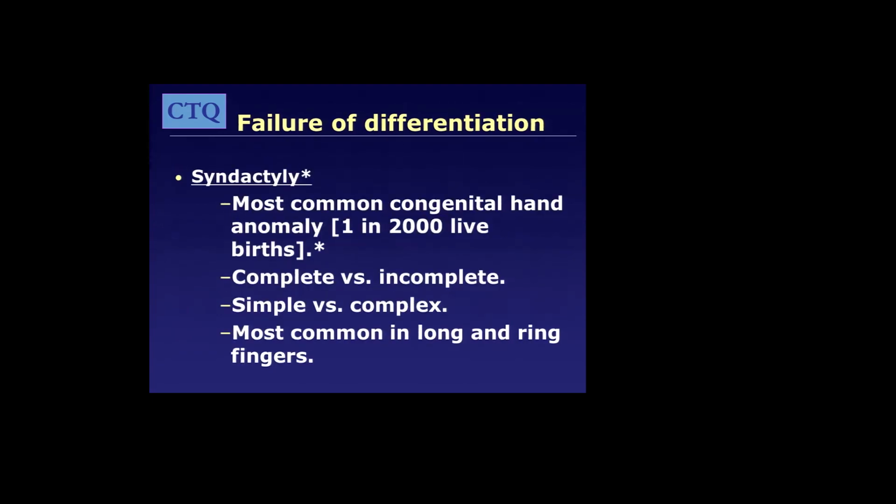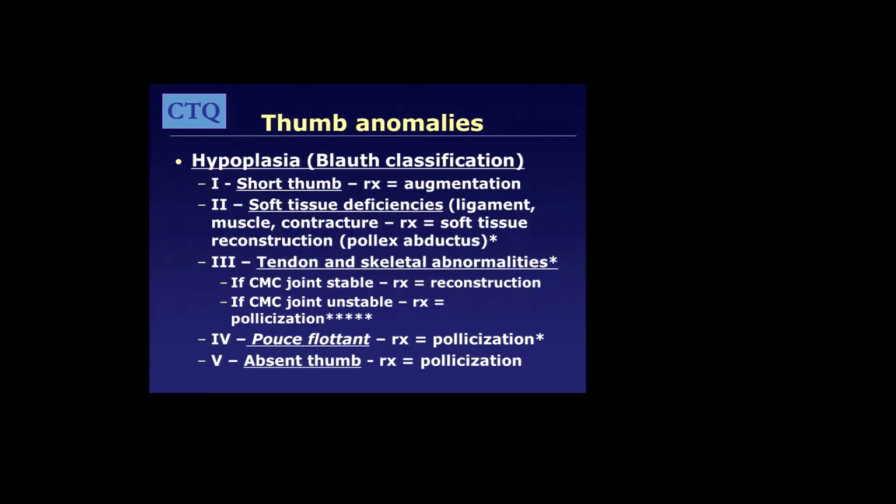Syndactyly is the most common form of a congenital hand anomaly. It's 1 in 2,000. You can have complete versus incomplete, simple versus complex if it involves bone, most commonly seen in the long and ring fingers.